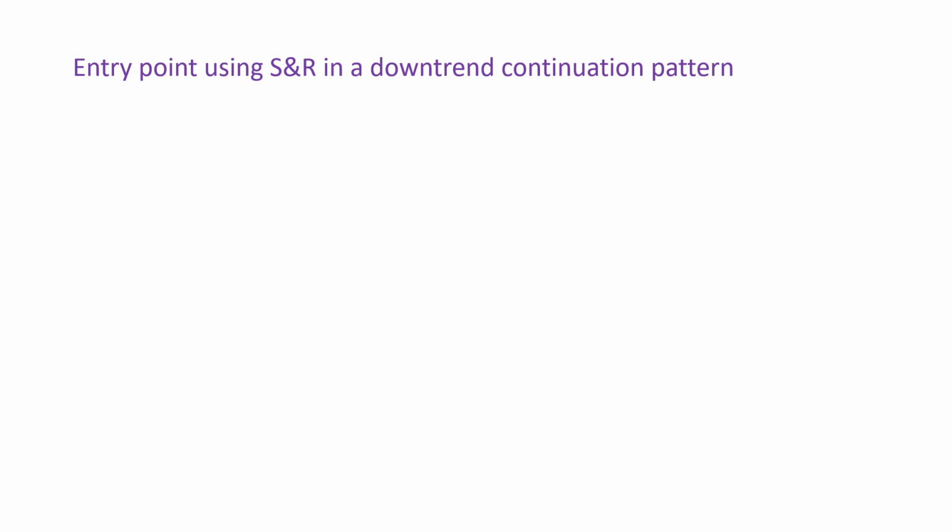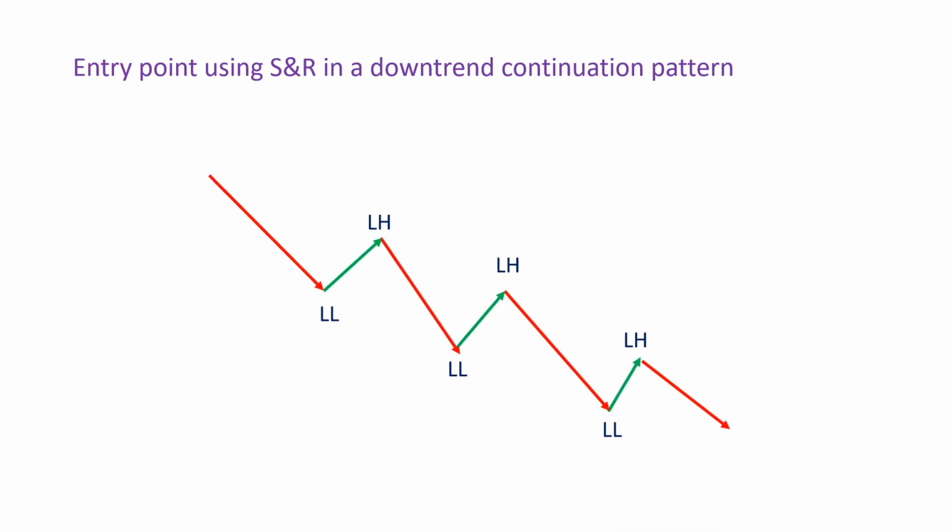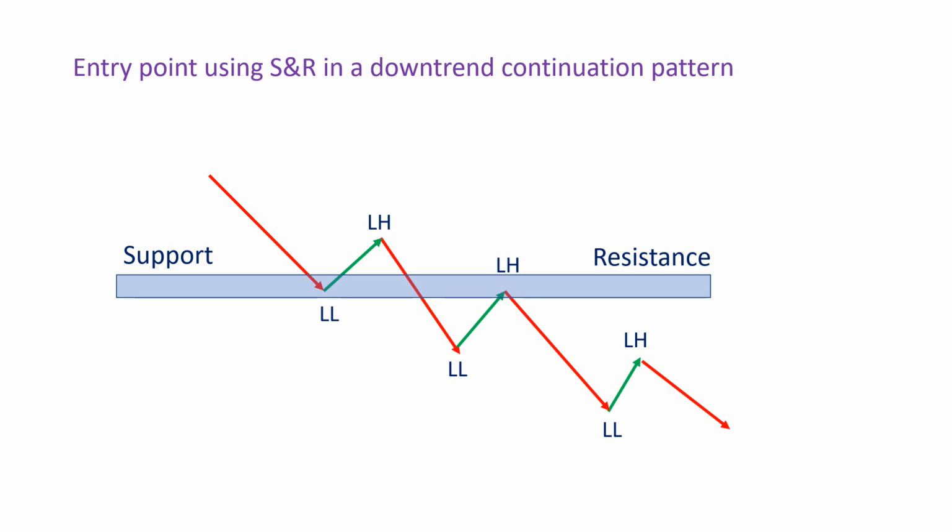Now, entry point using support and resistance in a downtrend continuation pattern. Here the market is trending downward. I draw my support and resistance right here. I am looking for previous support. This is previous support that is broken to become resistance.